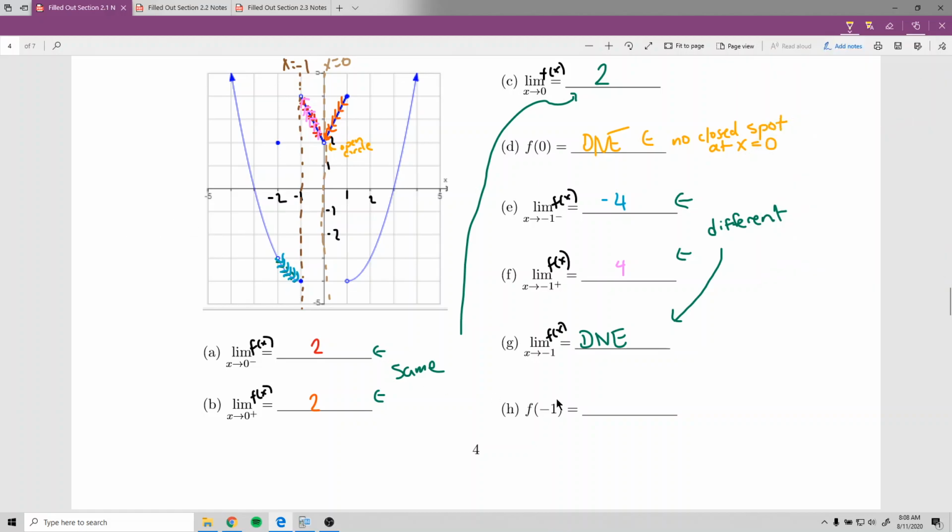Right, now the last thing, f of -1. We look here at -1. Do we have a filled in circle? And we do. It's down here at the -4. So f of -1 equals -4. Right, but as we saw in the previous parts, that could be D and E as well. You just have to look and see what's going on.